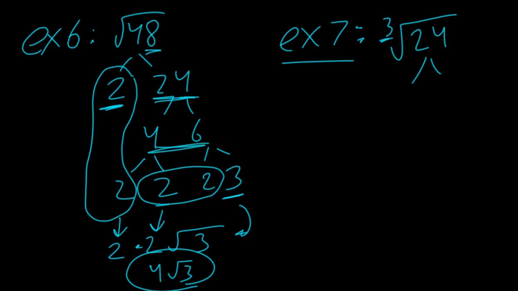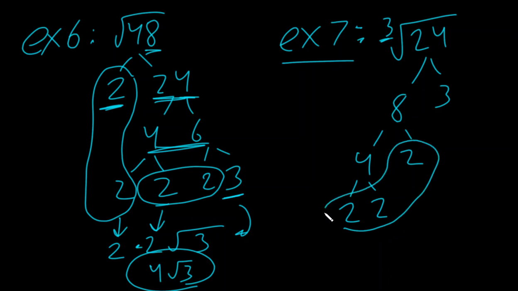Well, over here I used 4 and 6, but this time, let's use 8 and 3. And what does 8 break down into? Well, 4 and 2, and we know that 4 breaks down into 2 and 2. So check it out. We're looking for 3 numbers that are the exact same, and we actually have them. 1, 2, 3 2s.